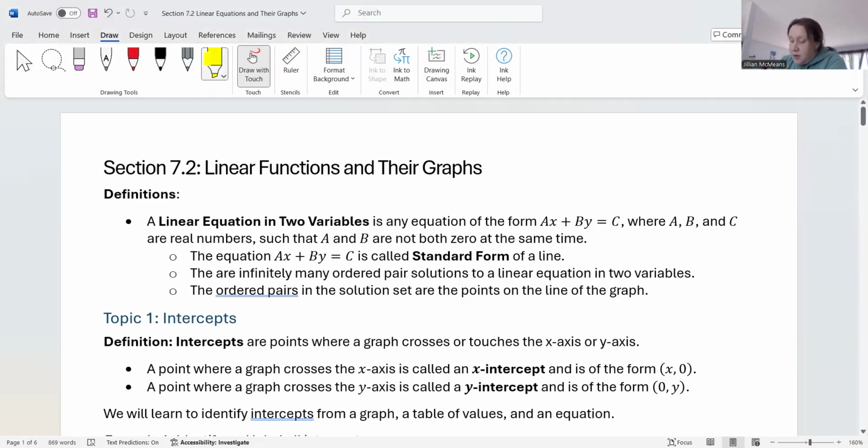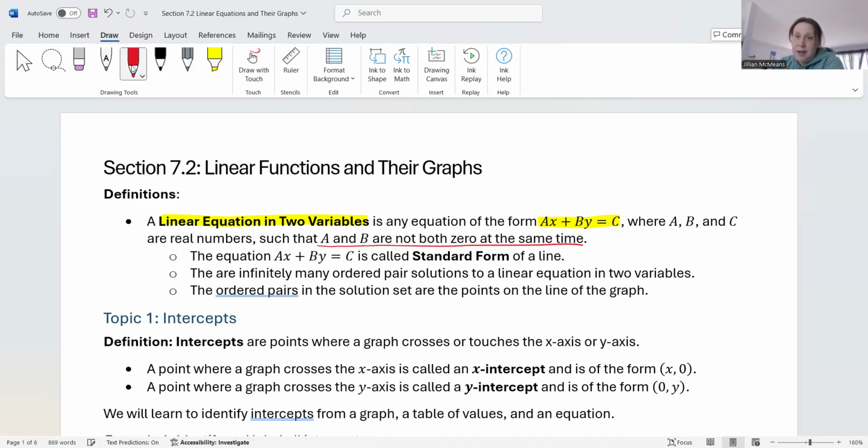So what we have here to start out with is: a linear equation in two variables is any equation of the form ax plus by equals c. Okay, and we have some conditions. The conditions are that a, b, and c are real numbers. That means a, b, and c, the coefficients of x and y, and then the constant, can be fractions, decimals, positive, negative, integers, whole numbers, whatever.